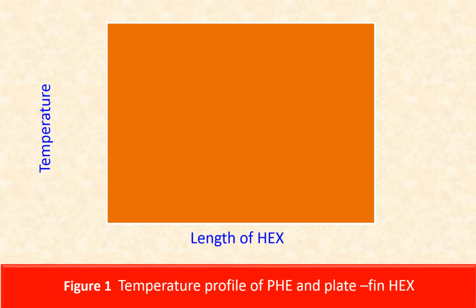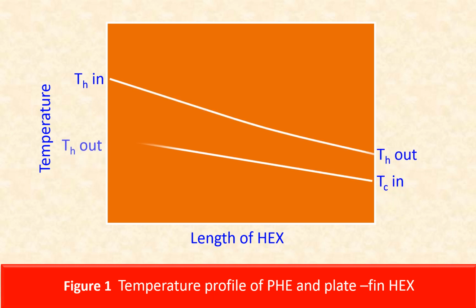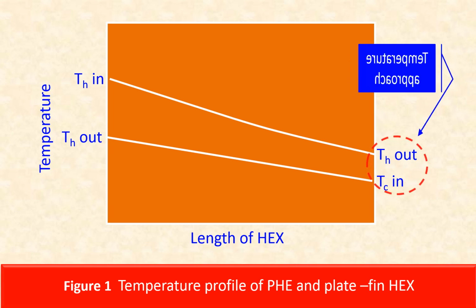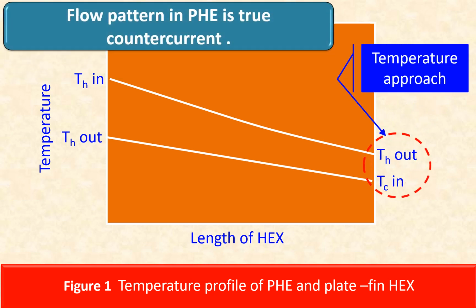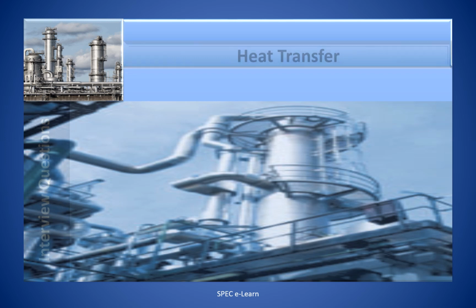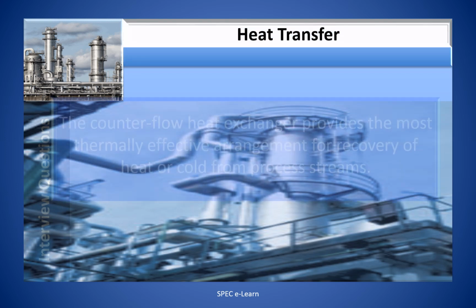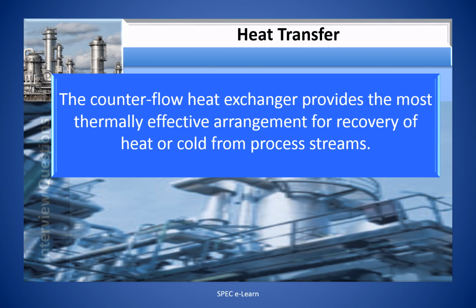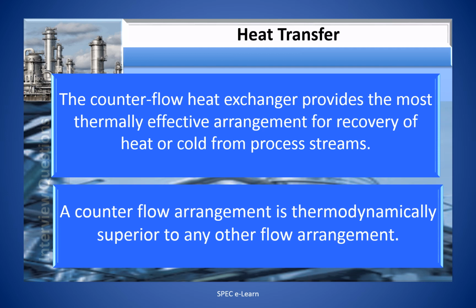This figure illustrates the temperature profile in a countercurrent heat exchanger. The temperature difference between the hot and cold streams, called the approach, is close to 1 degree centigrade in respect of plate heat exchangers. The counterflow heat exchanger provides the most thermally effective arrangement for recovery of heat or cold from process streams. The counterflow arrangement is thermodynamically superior to any other flow arrangement.